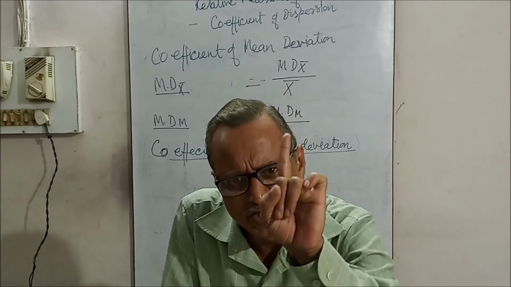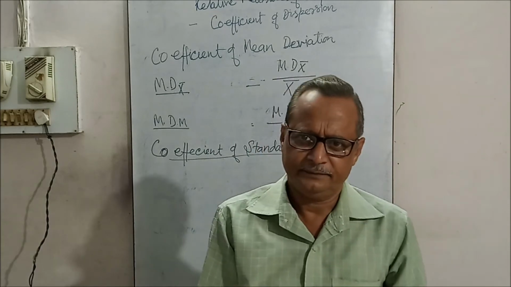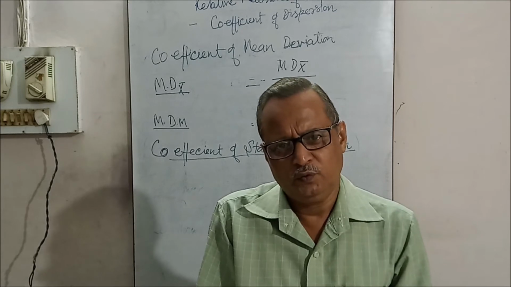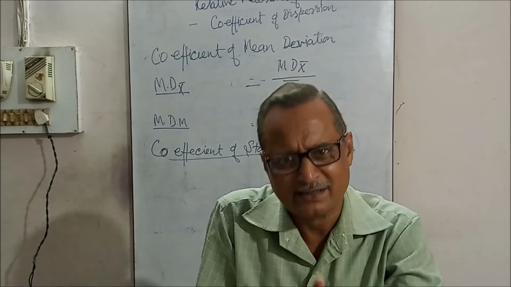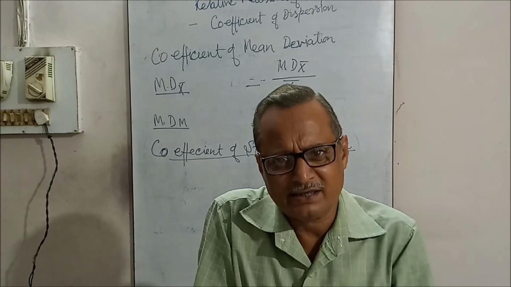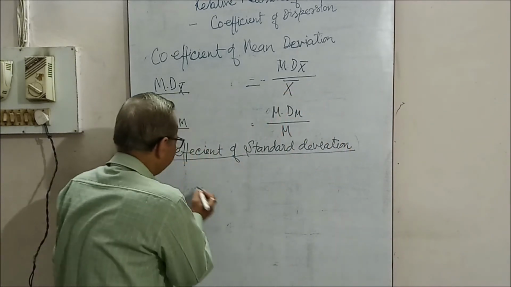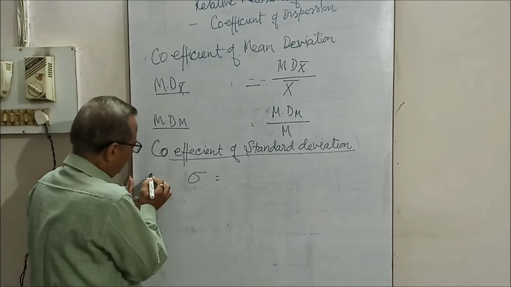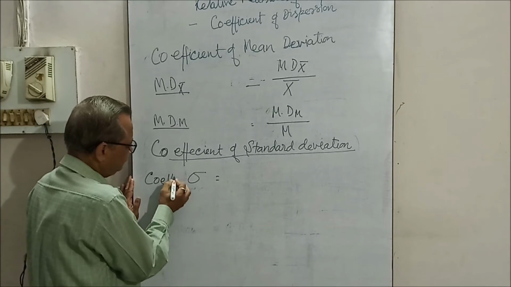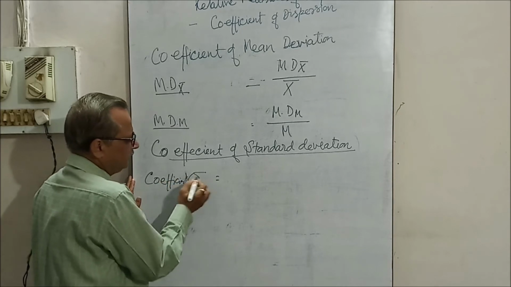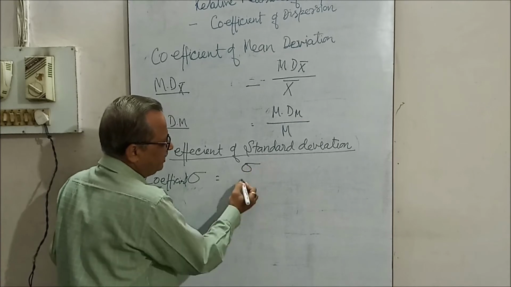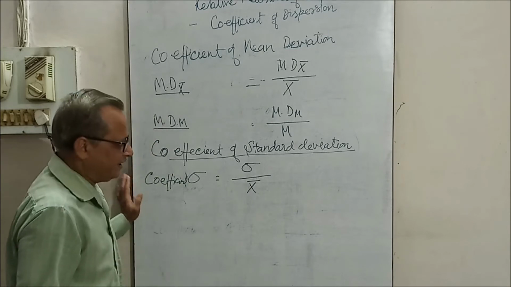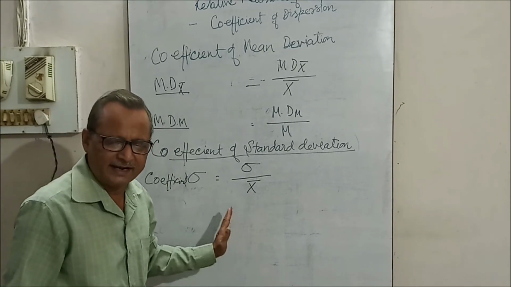Once the standard deviation is calculated, that is called an absolute measure of dispersion. Now, to express it in relative measures, the standard deviation coefficient, the coefficient of standard deviation, is the standard deviation upon x bar. This is called the coefficient of standard deviation.